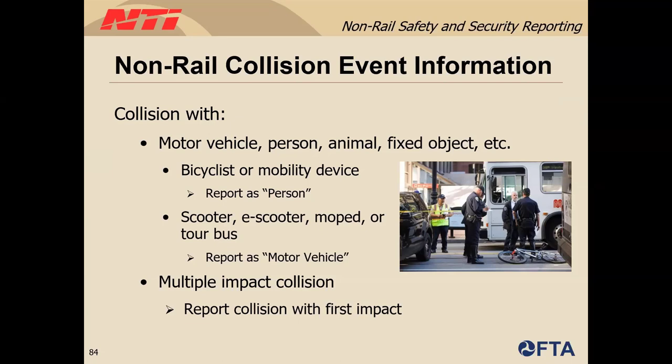In a multiple impact collision scenario, report the collision with as the first object impacted. For example, a bus collides with a car and then the car hits a building. The collision with selection would be motor vehicle, and you would include the damages to the building and that the building was struck in the event description.